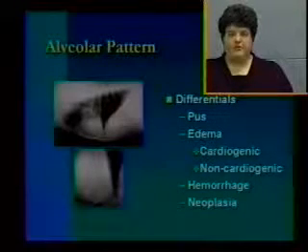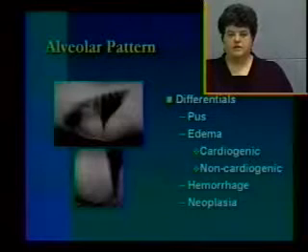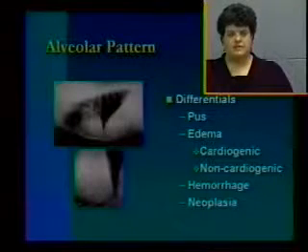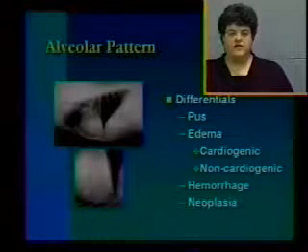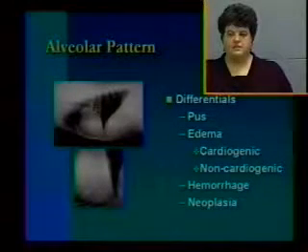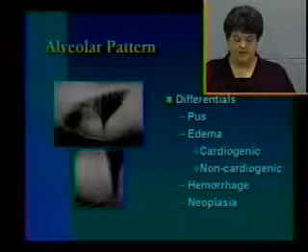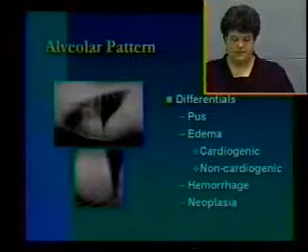You can also see an alveolar pattern if they have hemorrhage throughout their lungs, like if they've been exposed to an anticoagulant or they're in DIC. And then also you can have an alveolar pattern in neoplasias late as the nodules all coalesce.